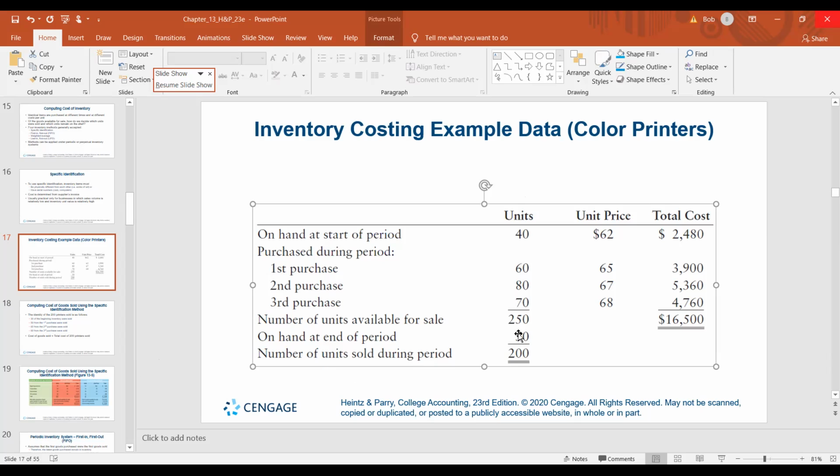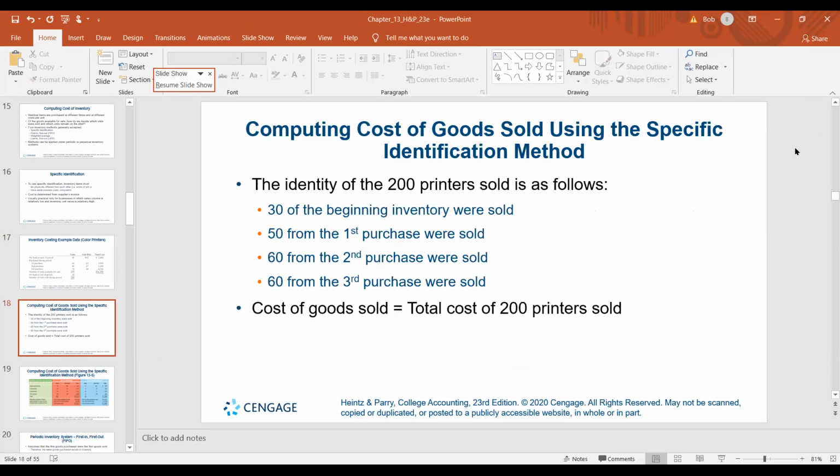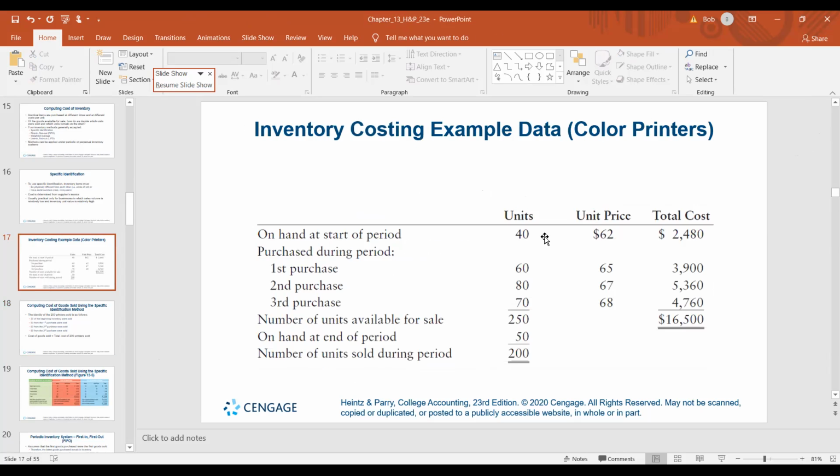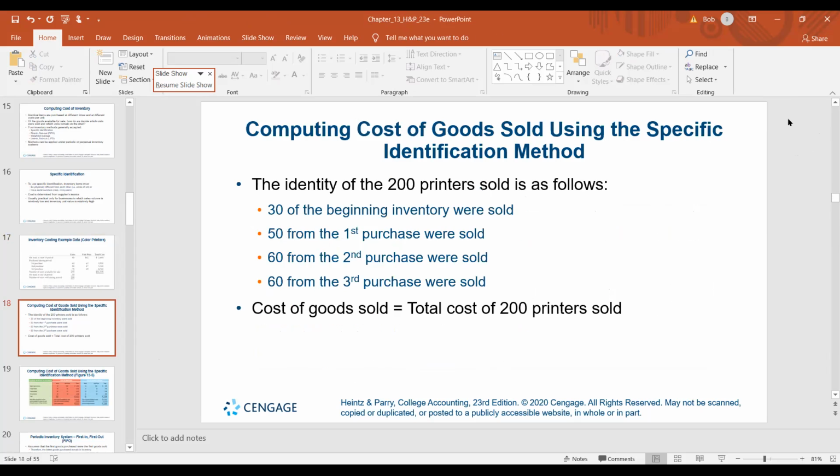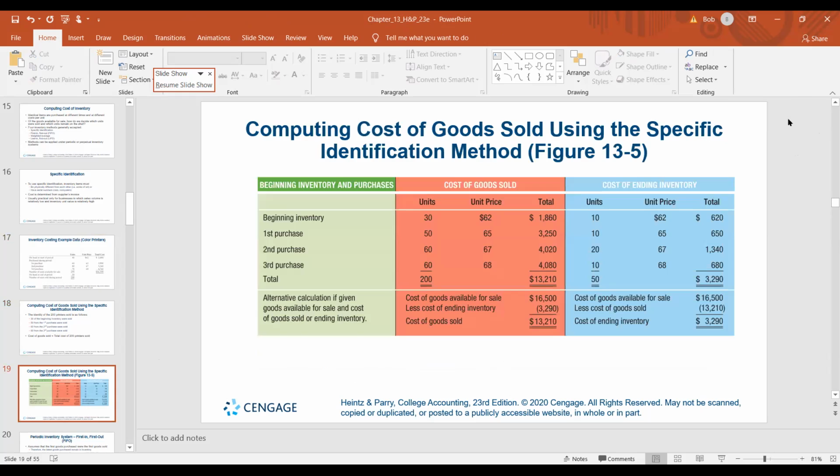All right. So we had layers of 30, 50, 60, 60. 30, that means there's 10 left in this inventory, 10 left here, 20 here, and 10 here. Let's go one more step. 30, 50, 60, 60. Now take a look at these grids here. We're going to be going over these for the next 15 minutes or so, okay?